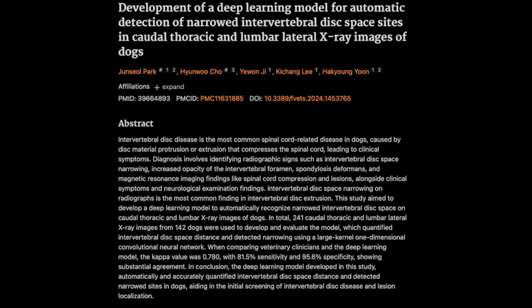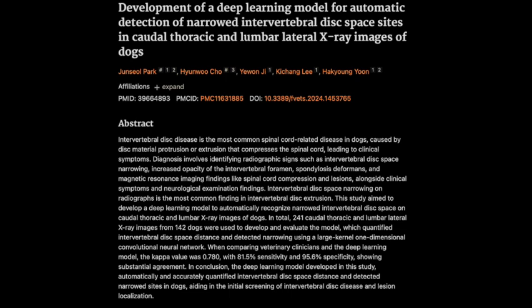It sounds like this AI model could be a real game changer in terms of efficiency. It could. Did the study look at how long it took to analyze the images? They did. And the speed at which the AI can process information is remarkable. The study found that the deep learning model could analyze an image and identify narrowed disc spaces in a fraction of a second. Wow. Compare that to the average time of 12.2 seconds it took a veterinary clinician. That's a significant difference.